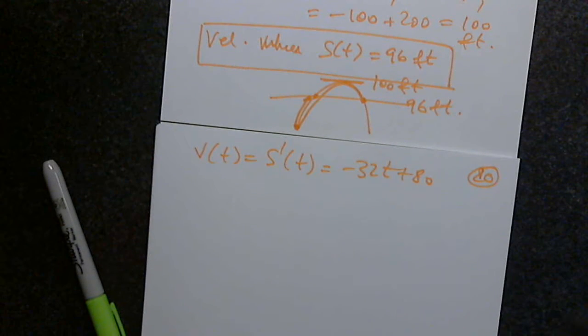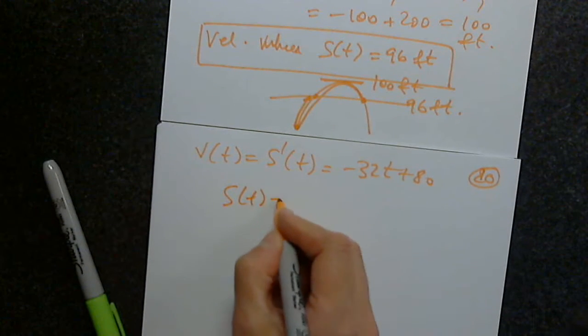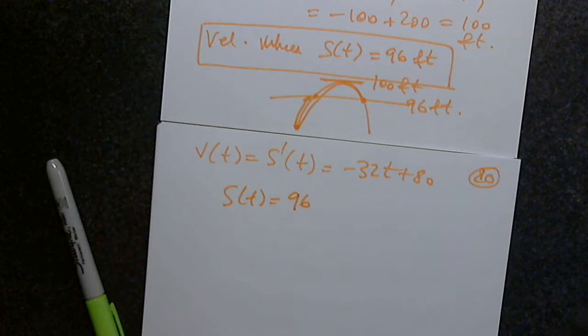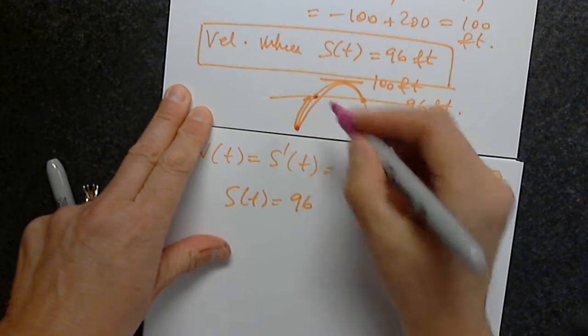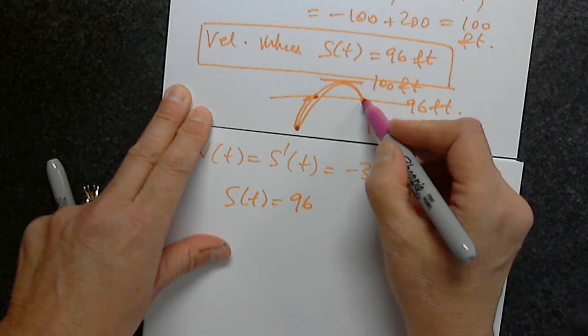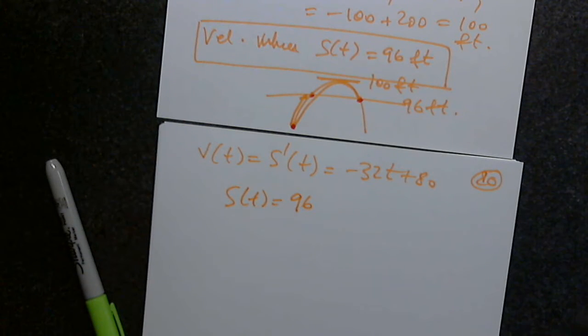The time needed, yes, I have to set s of t equal to 96. And I have to determine t, and of course I will get two different t's. One t between this point and this point, and another between this point and this point. So I will get t1 and t2. One has to be shorter than the other, of course.